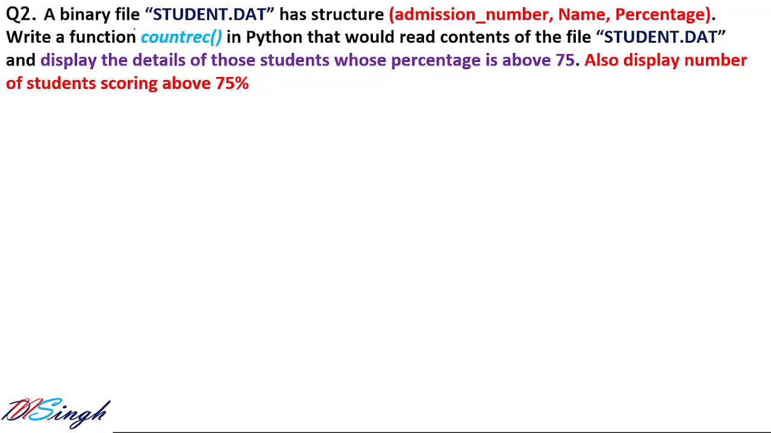Next question says a binary file student.dat has a structure of admission number, name and percentage. Write a function count record in Python that would read the content of student.dat and display the details of those students whose percentage is above 75. Also display the number of students scoring above 75. So we need to maintain a counter also, which will tell us at the end how many students have scored above 75. Fine, let us write that function.